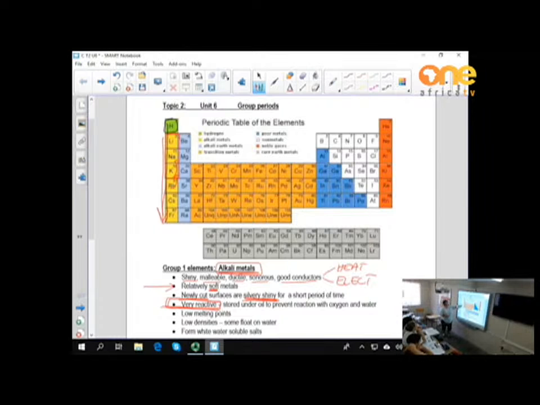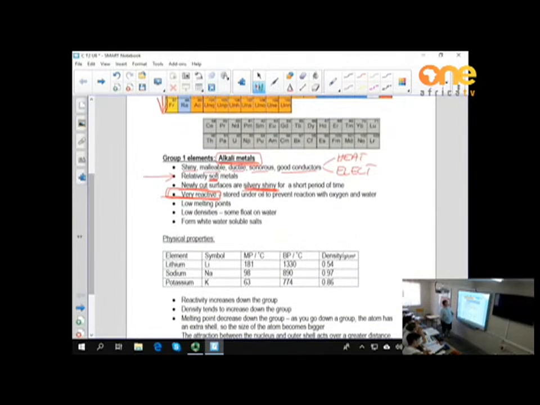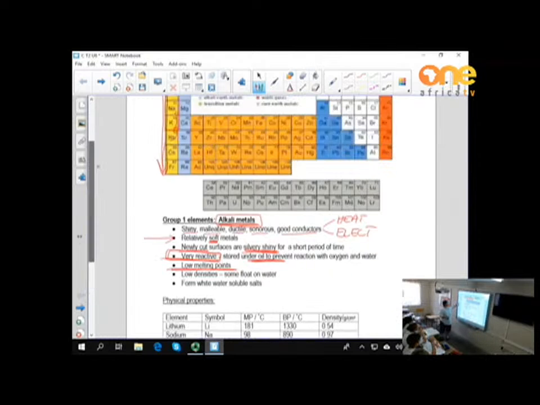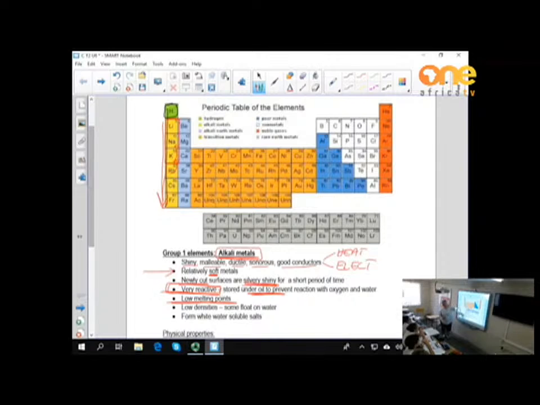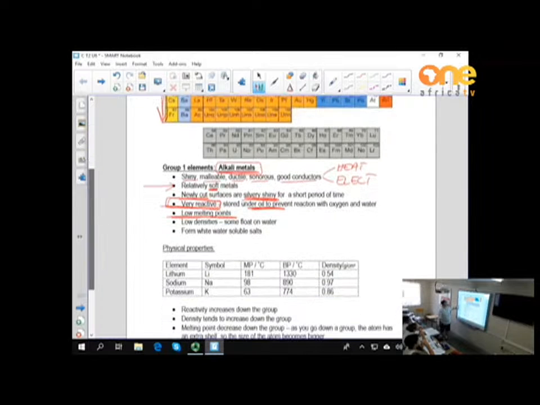They will be stored in a bottle with an oily liquid, paraffin, ordinary oil, anything that won't evaporate, to prevent them from making contact with oxygen or water vapor. So they are very reactive. They are stored under an oily substance to prevent the reaction with oxygen and water. They have low melting points. Normally, if we have a look at the transition metals, you will see they have much higher melting and boiling points. I'll come back to the properties of metals in a moment.